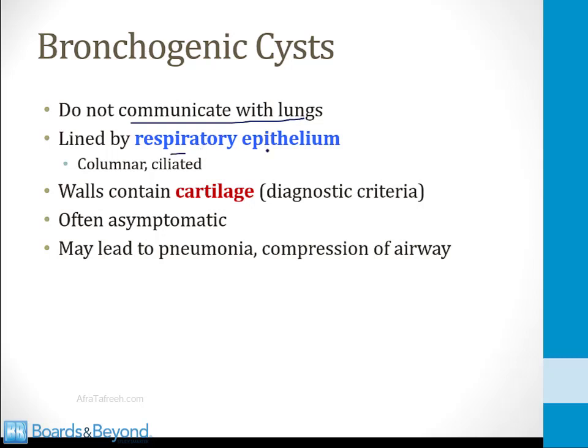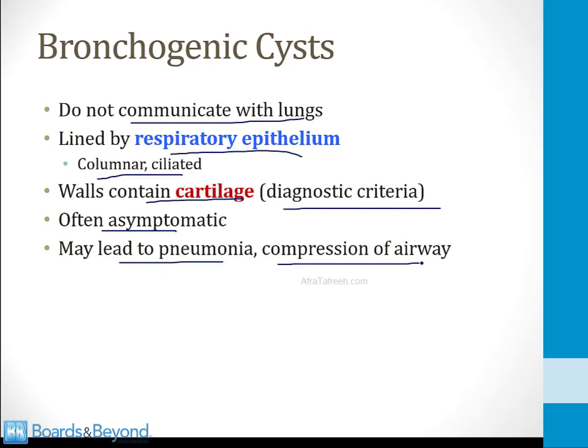They are lined by respiratory epithelium, which is columnar ciliated epithelium. Basically, they think they want to become the trachea and part of the respiratory tree, but that never happens. The walls contain cartilage. That's one of the diagnostic criteria if a bronchogenic cyst is removed surgically. They're usually asymptomatic. Radiologists find these all the time when someone has a chest scan for another reason, but in rare cases they can become infected and lead to pneumonia, or if they're really large, they can compress the airway.